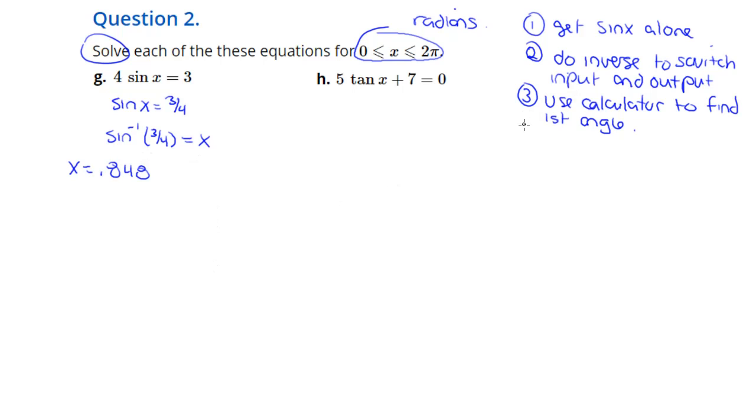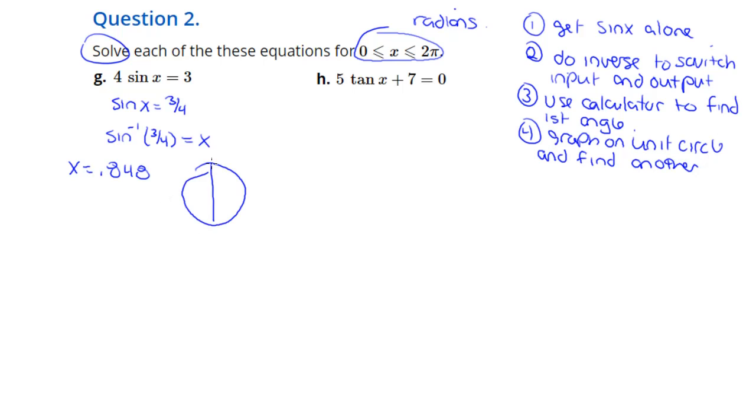And now what I'm going to do is graph that very quickly, just a sketch, onto the unit circle. And I find out that it's going to be roughly here, and just to get your bearings, 3.14 is going to be there. That's going to be about 1.56 radians. So clearly 0.8 is going to be inside the first quadrant.